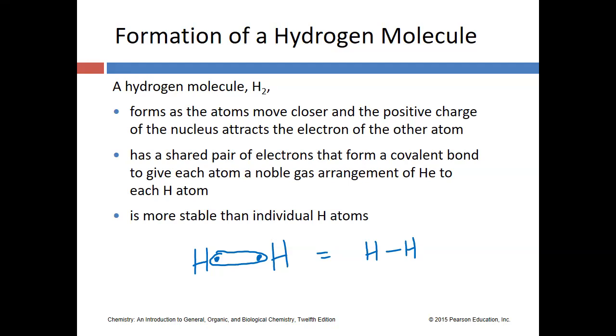How do we show covalent bonds? Usually with lines. Sometimes we can show them also like this, where we can show that those two electrons that they're sharing are between and kind of holding it together.